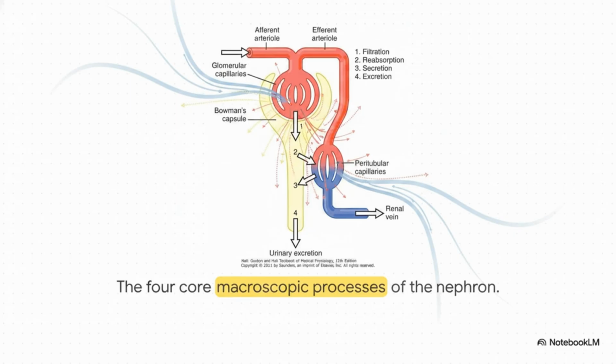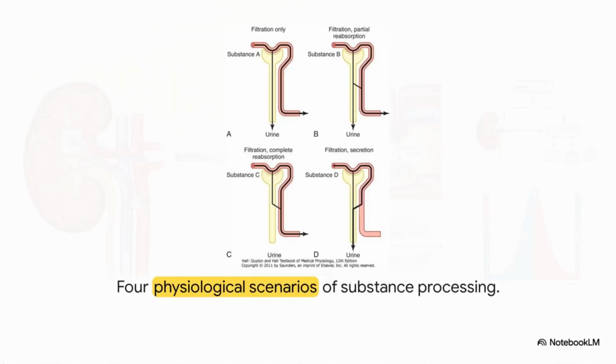Step 3 is secretion. This is an active transport process where the body forcefully moves additional waste from those peritubular capillaries straight into the tubule. And step 4, that's urinary excretion, the final removal of whatever fluid and solutes are left over. Now, how do those core pathways actually combine in real life? Well, there are 4 main physiological scenarios.